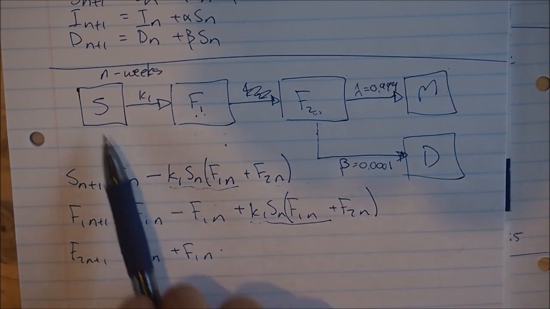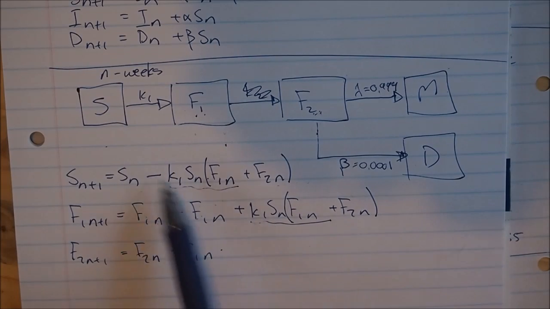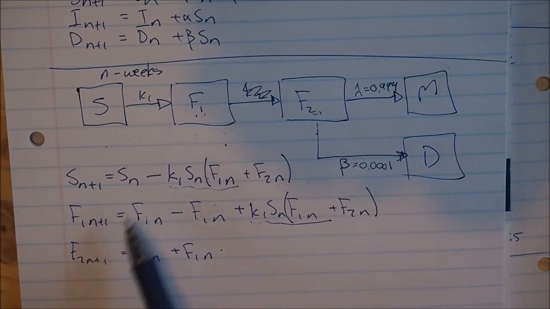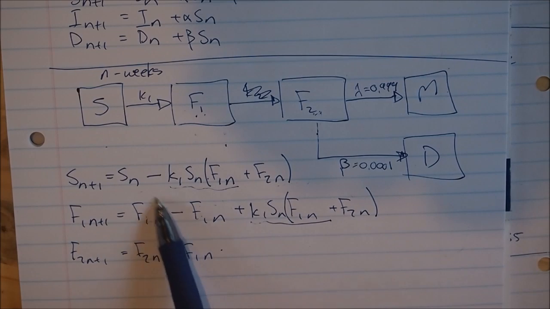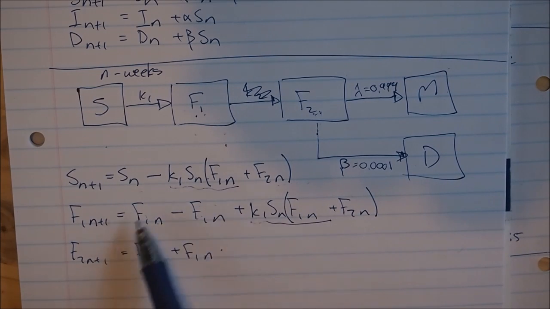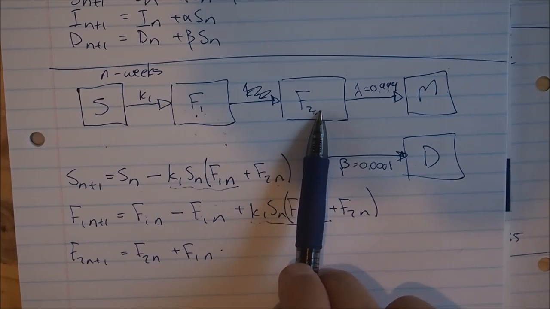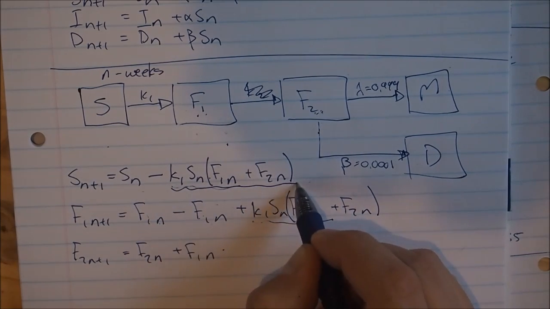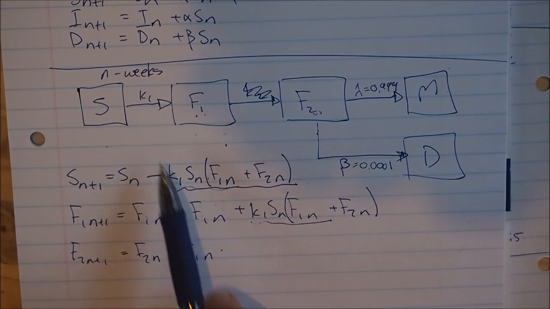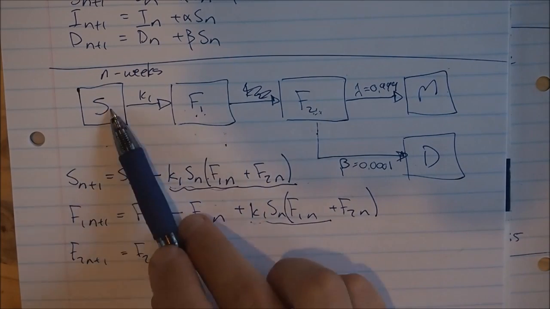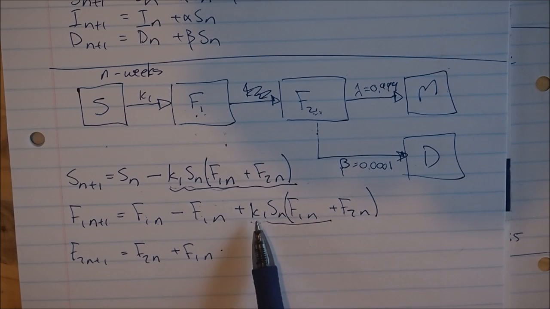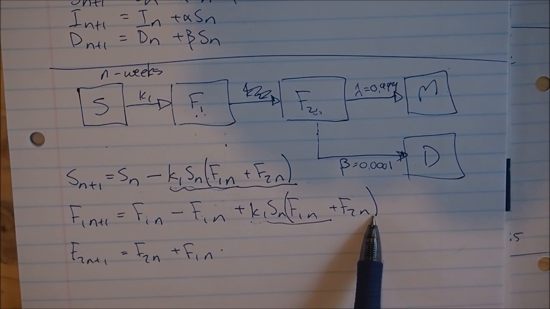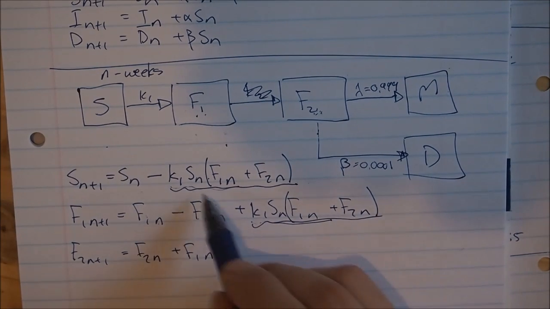So the number of people that are infected in the first week of infectiousness is the number of people that were there, minus the people that leave. Because they're only there for 1 week, they must leave, plus everyone that leaves the susceptible category. If they become infected, they can't move into this category. They have to move into the first category, and that's represented by this term. So this term here matches with this term here.